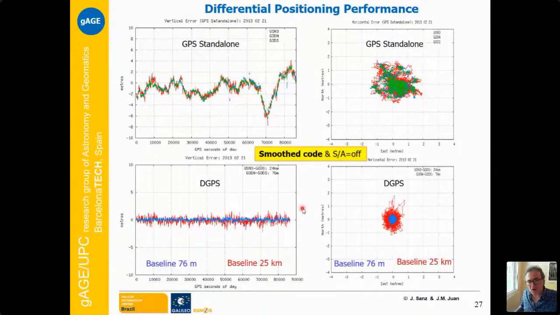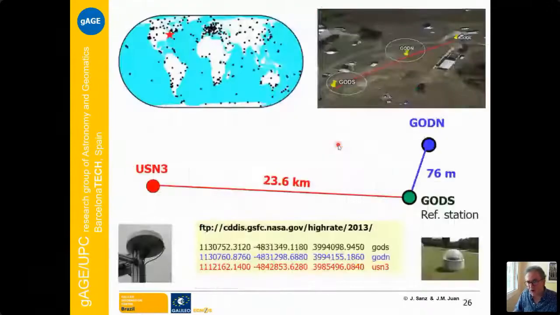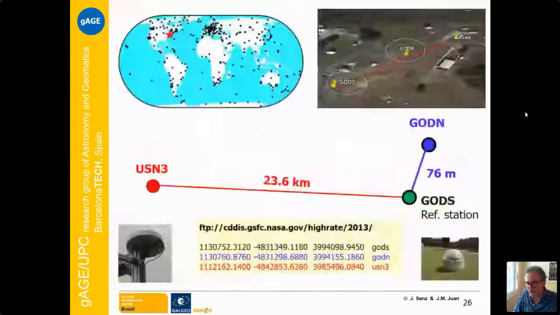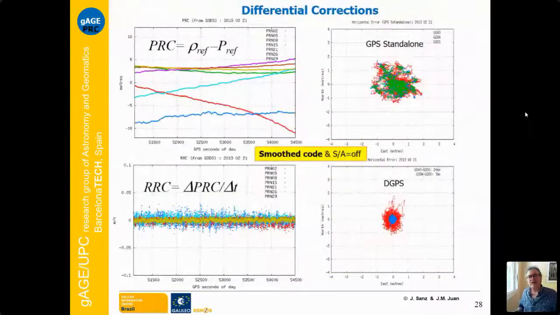How does the correction that we have to apply in order to remove the error look? How do these pseudo-range and range rate corrections look? Well, these are the pseudo-range corrections for the different satellites in view. What we see here is that they vary smoothly.